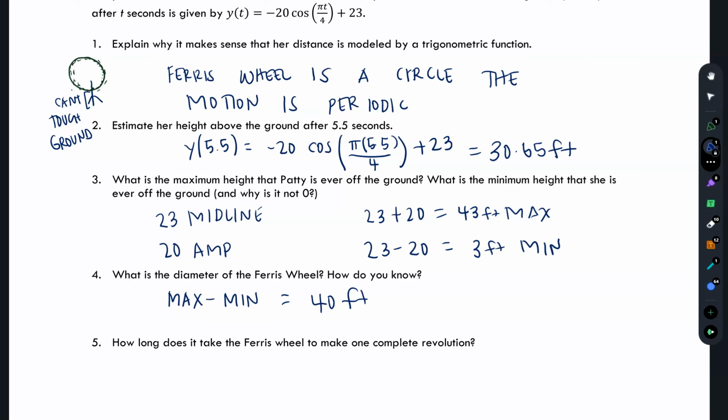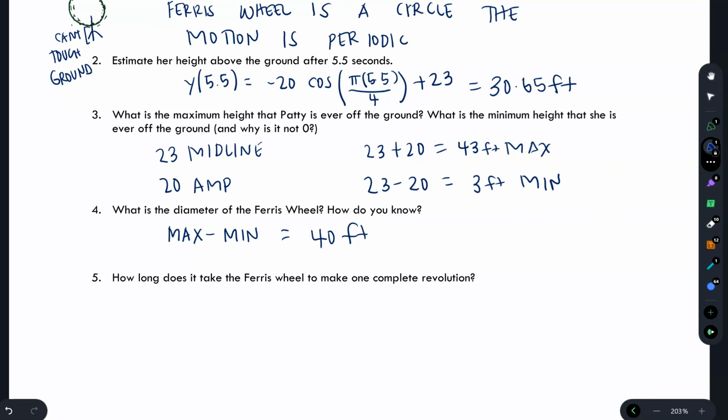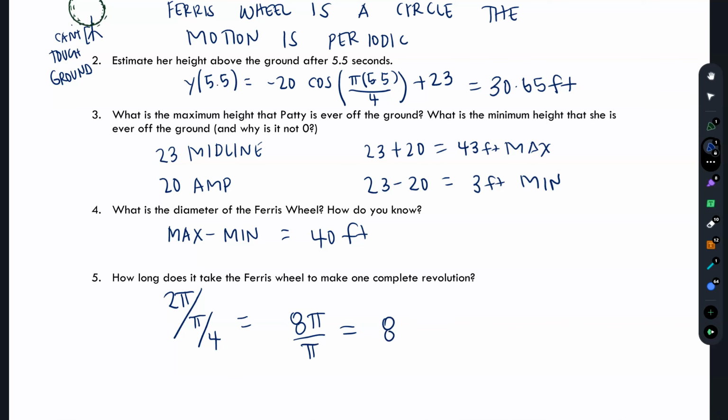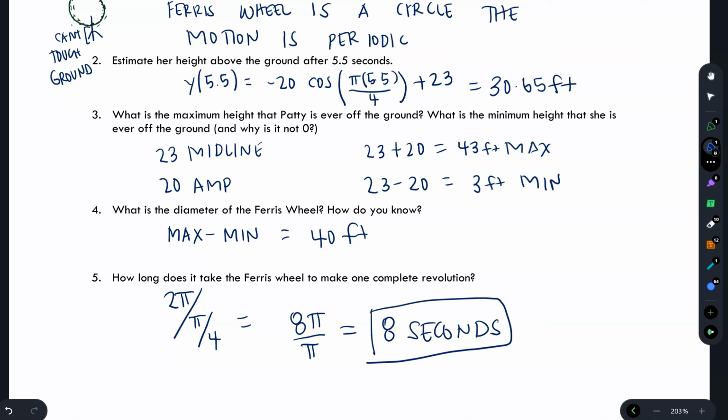And then how long does it take the Ferris wheel to make one complete revolution? That's going to be my period. So I'll take 2 pi and divide that by pi over 4. So it's going to take 8 pi over pi, which will be 8. Our time is in seconds, so it's 8 seconds. Okay. All right, let me know if you have any questions about these application problems.